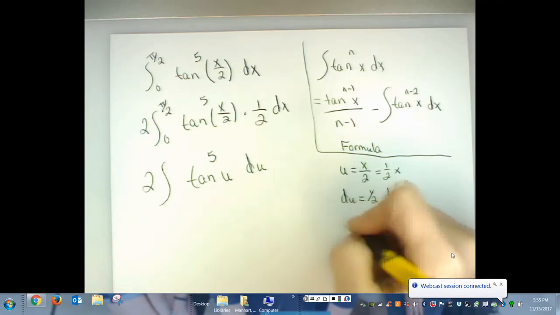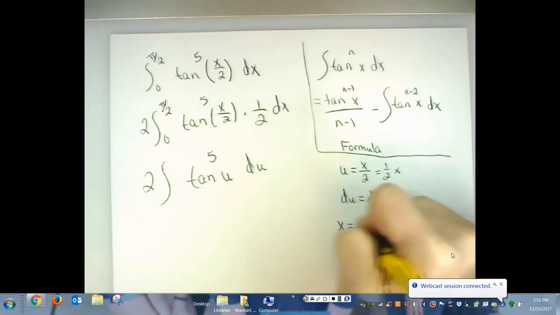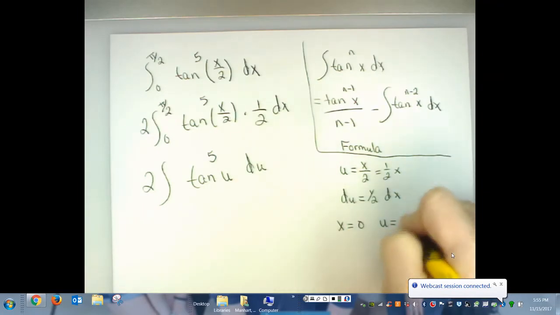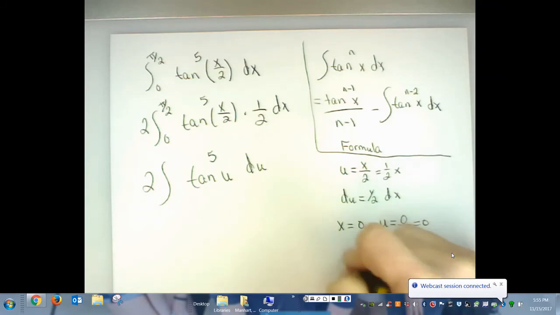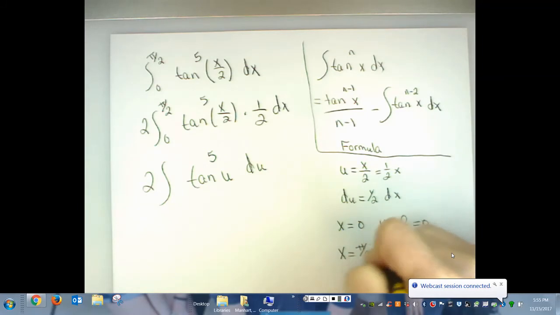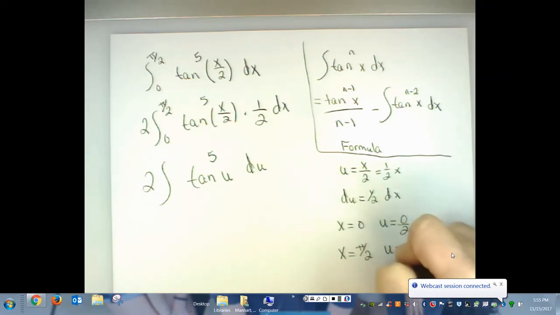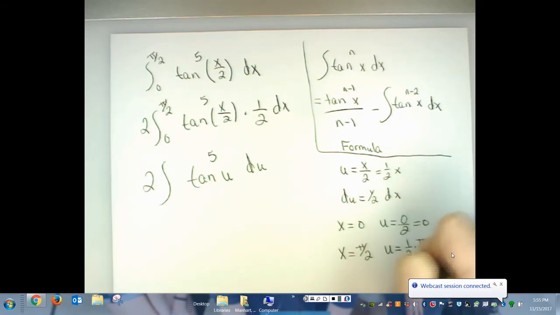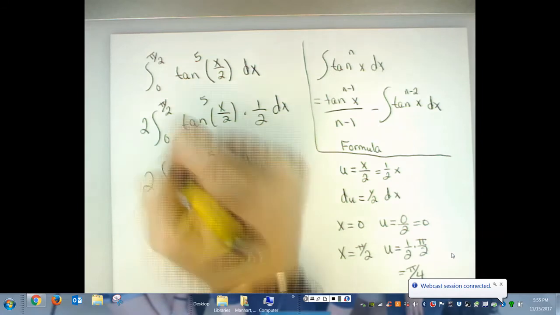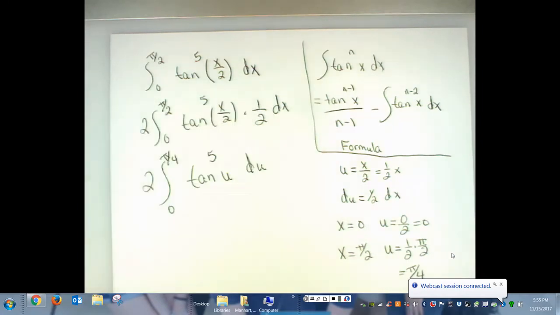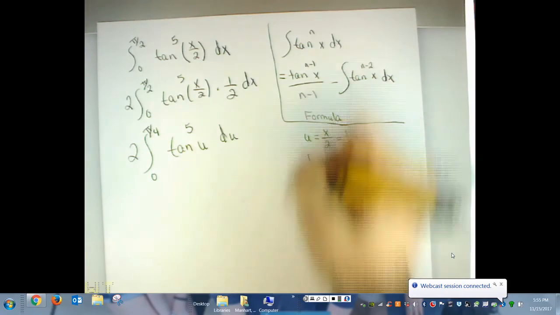Our new limits will be: x was 0, but now what is u? 0 over 2 is 0. X was pi over 2. Now u is going to be 1 half x, or 1 half times pi over 2, which is pi divided by 4. So now it goes from 0 to pi over 4. So make sure you do change your limits. So I'm also going to box this.